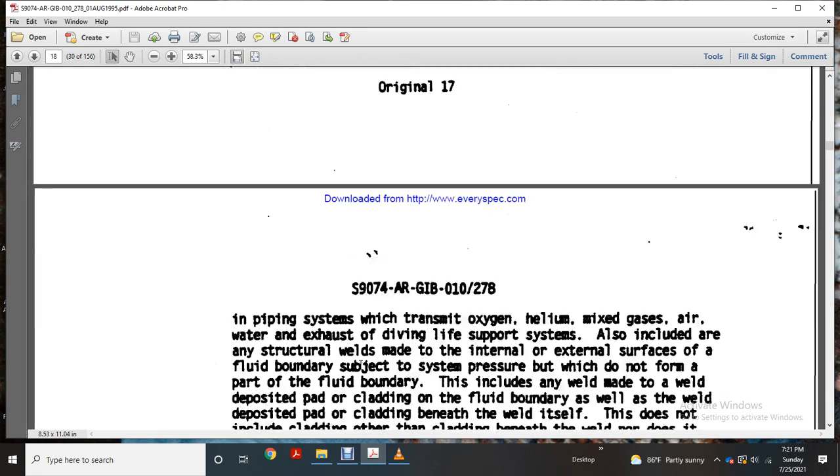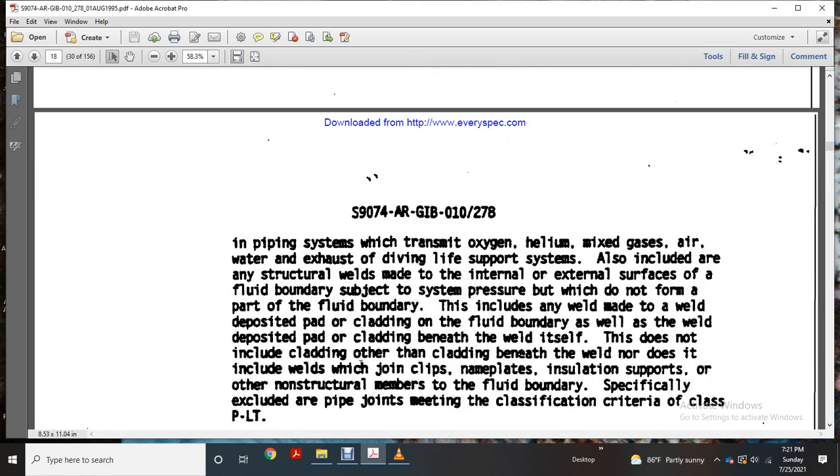This also includes fabrication welds in the piping system which transmit oxygen, helium, and mixed gases to the air, water, or the exhaust of the diving life support system. Also includes any of the structural welds made on the internal or external surface of the fluid boundary subject to the system pressure which do not form part of the fluid boundary. Includes any of the welds made with the weld deposit of pad cladding of the fluid boundary, as well as the weld with the deposit of the pad cladding beneath the weld itself. It does not include the cladding of the other cladding beneath the weld.